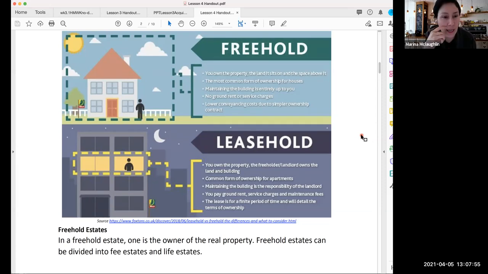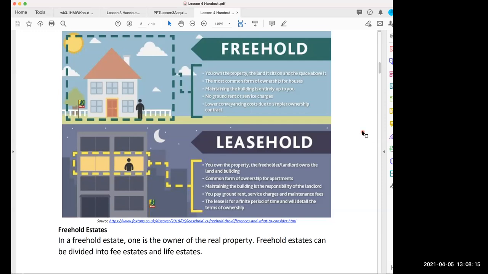Is there anyone in the class from Mexico? I don't think I see anyone, because I feel like in Mexico it's similar. I'm not sure though. I think you might have to lease. I think you can buy property, but you don't own the land there either, but I'm not sure. Does anyone know?